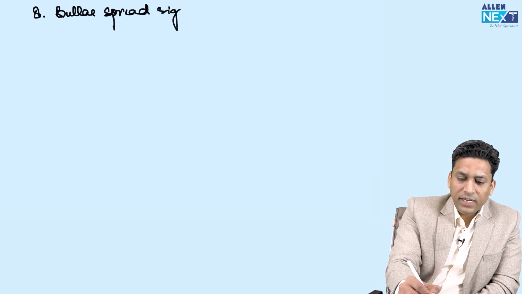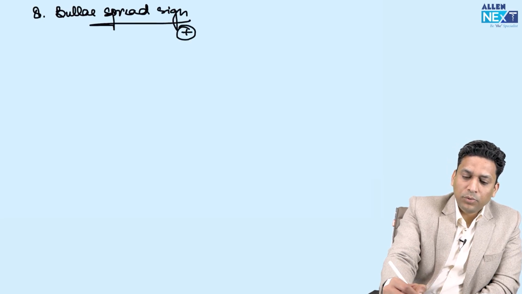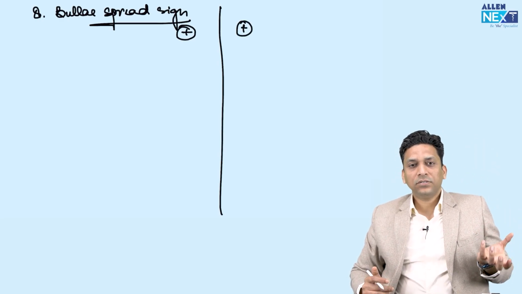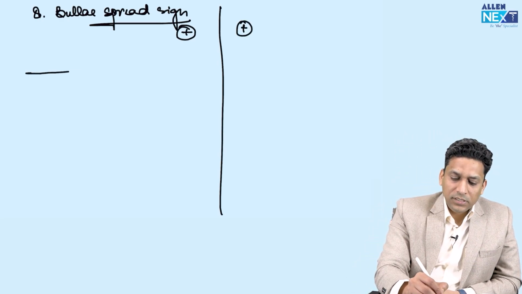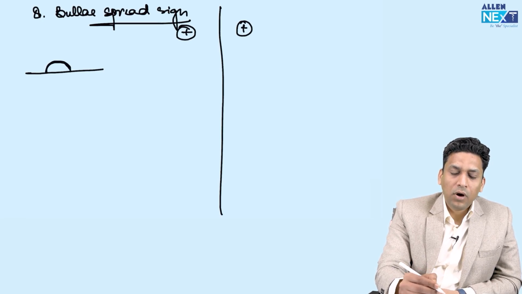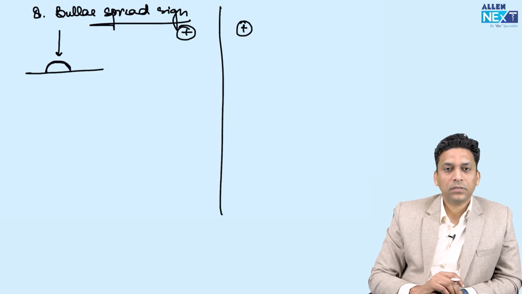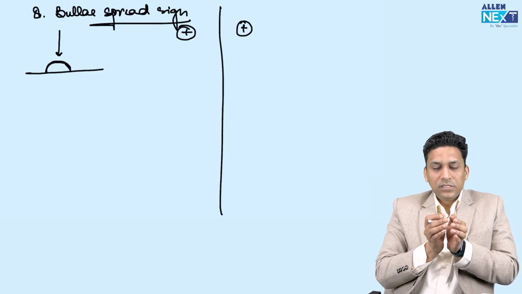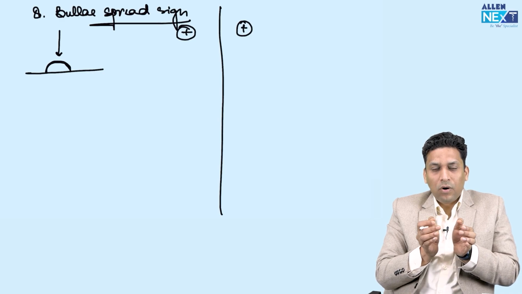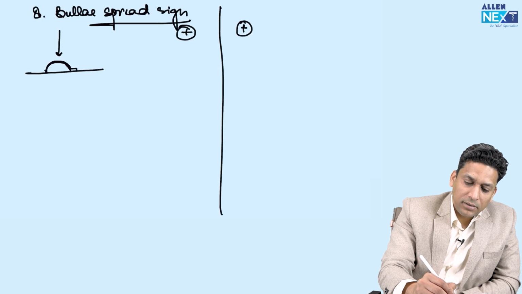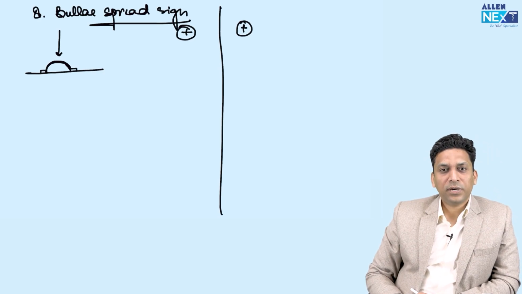Now this is not very characteristic because this is seen positive in both. Still sometimes they mention Bullous spread sign. So just remember that if this is the blister and if you apply perpendicular pressure to this blister, what will happen? This blister sometimes extends circumferentially. So on all the sides it will extend. This is Bullous spread sign.